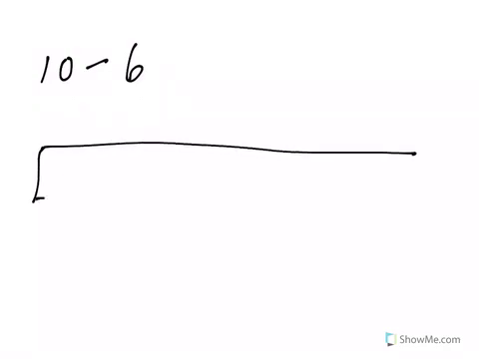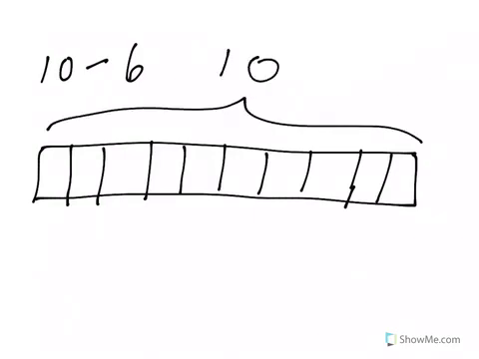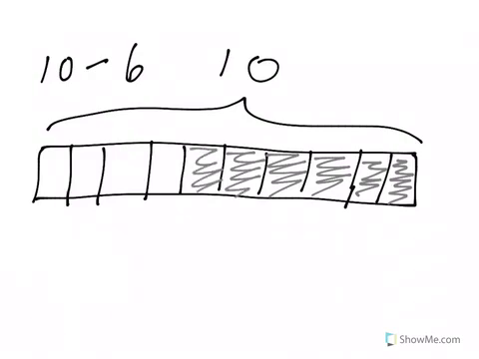How about this? How could we draw 10 minus 6? How could we draw that expression? Well, first thing, I know I'm starting out with 10, so I'm going to draw that. So we have 1, 2, 3, 4, 5, 6, 7, 8, 9, 10. So my whole thing is 10. And then if I'm going to take away 6, I might gray out the 6. 1, 2, 3, 4, 5, 6. This would represent 10 minus 6.